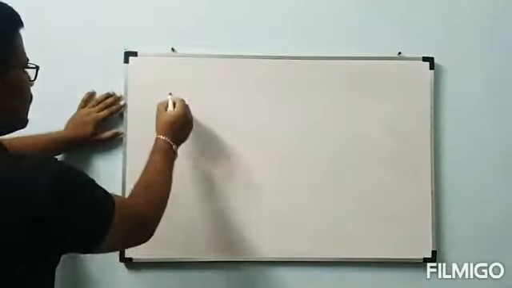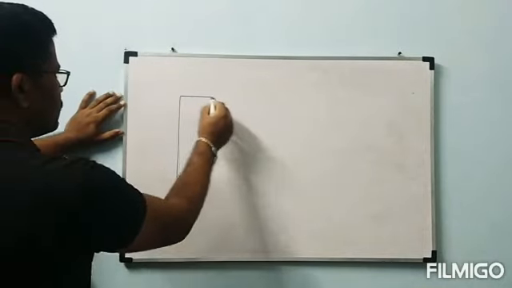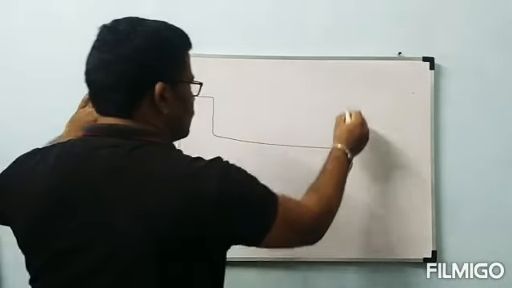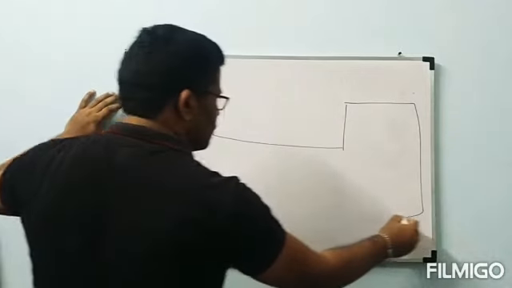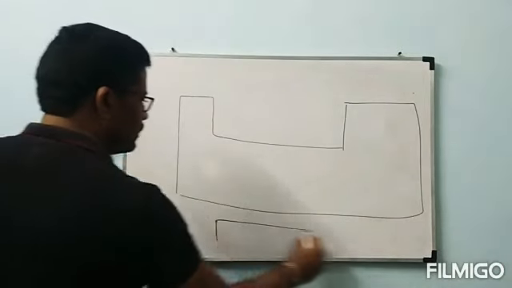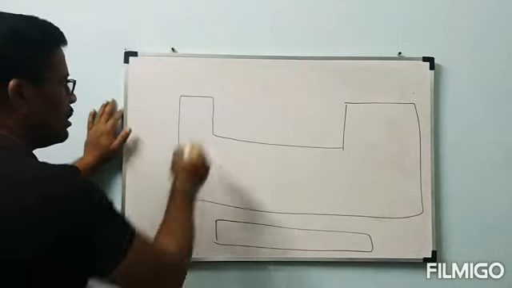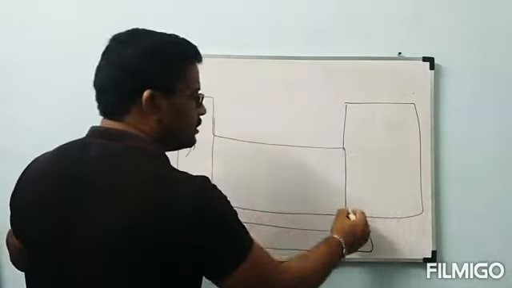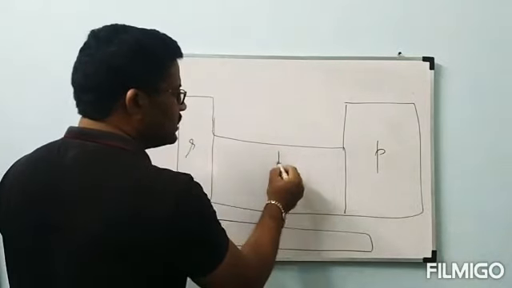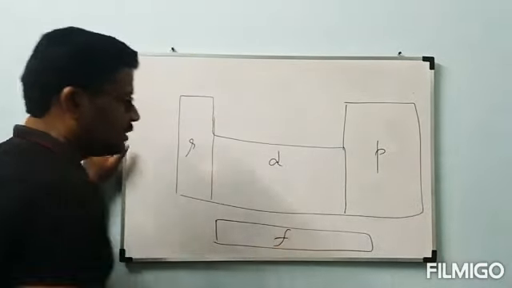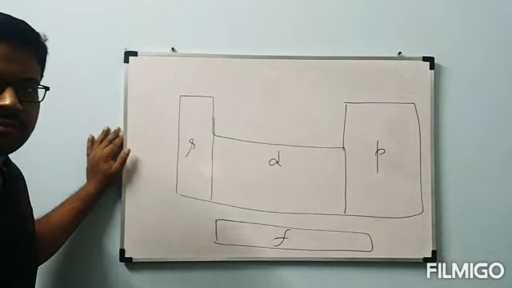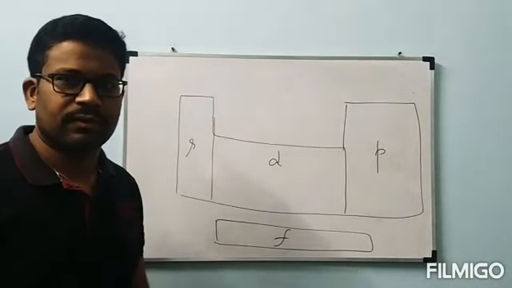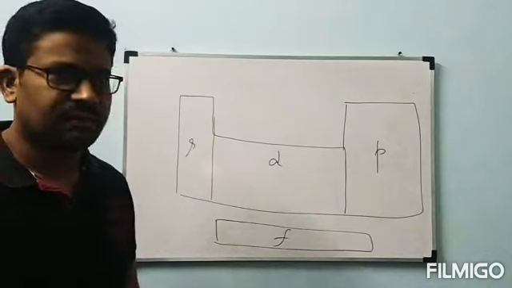Those are the S, P, D and F blocks, in which the total periodic table can be represented in this way. This block is called the S block. This block is called the P block. This is D and this is F. Like that, we have classified the entire periodic table into four blocks: S, P, D and F.